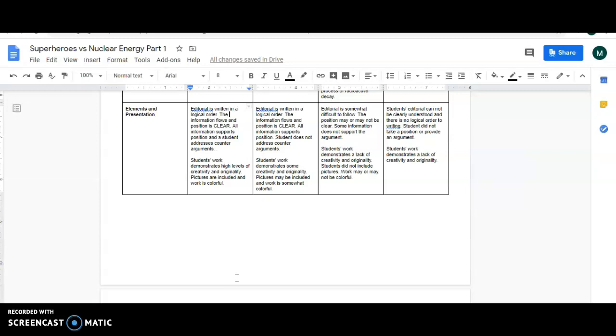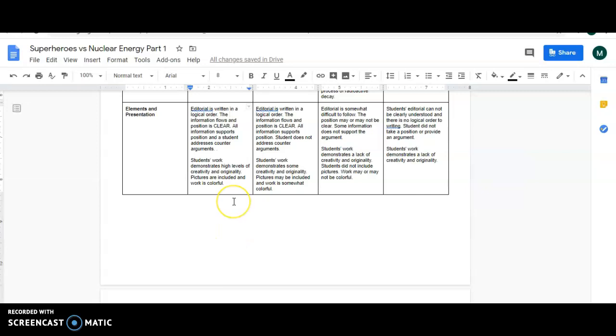You need to make sure that what you're saying doesn't contradict itself. Yes, you want to address counter arguments, but you also want to say, even though that research is showing this, I'm still right because, okay? So make sure that you're not contradicting yourself and that your information and your position are clear.